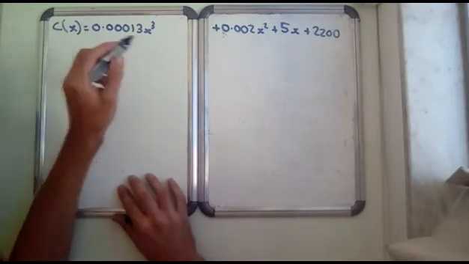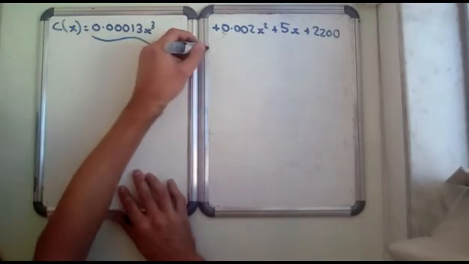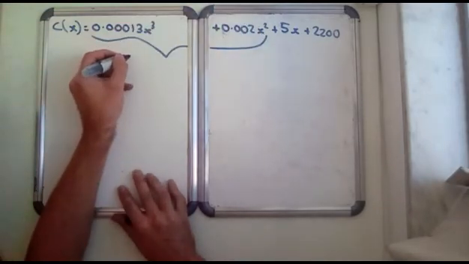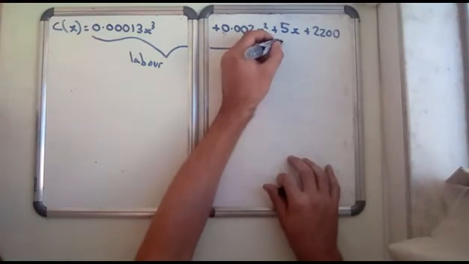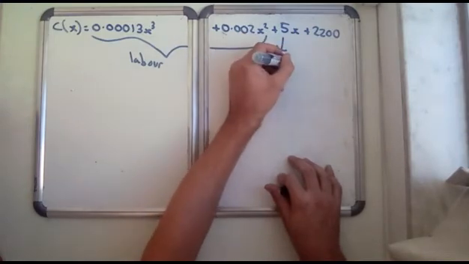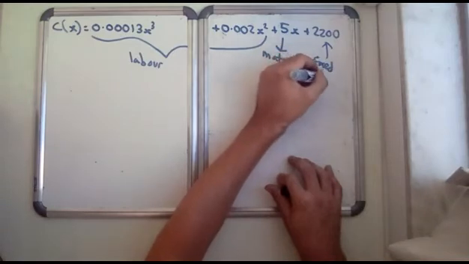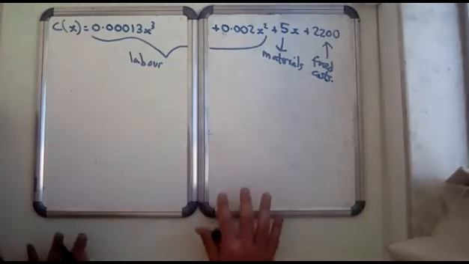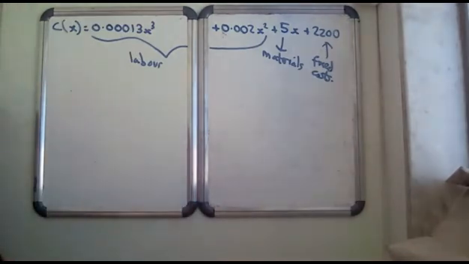0.00013x cubed plus 0.002x squared. This is labour, as in paying your workforce, plus 5x is materials, so whatever they're making in the factory, and this is fixed costs, e.g. taxes, lighting, things like that, water bills, certain licenses, the things that they have to pay even if they make nothing, and they don't vary with the number of items they make, they're fixed costs.